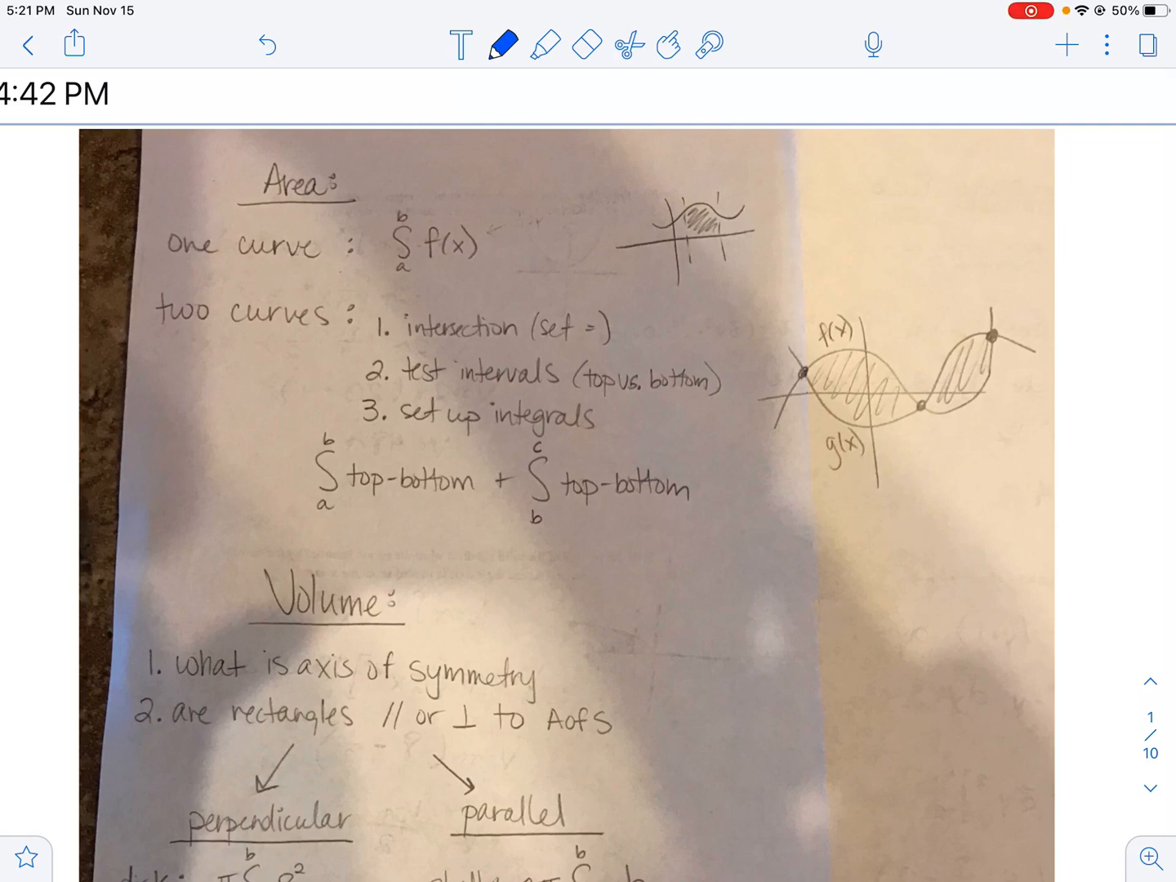All right, Mattie, it looks like you're doing two different types of problems. You're doing area either underneath one curve or area in between two curves, and then you're doing some volume problems. So let's first talk about if it asks you to find area.